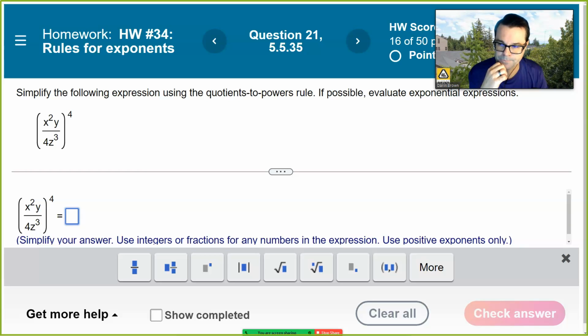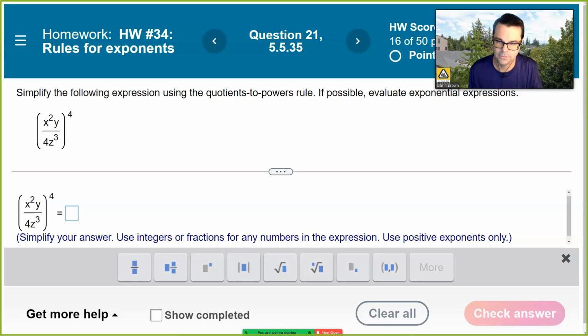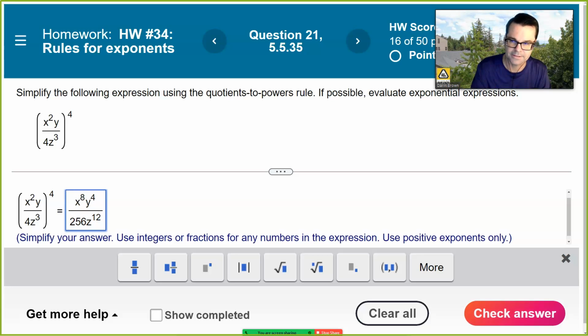So what is this going to be? I'm going to distribute the 4 across. So I should start with a big fraction. It's going to be x to the 8th, 2 times 4, y to the 4th, all divided by 4 to the 4th. Again, it's one of those powers. It's 2 to the 8th, which ends up being 256. So 4 to the 4th is 256, 64 times 4. And then z to the 3 times 4, z to the 12th. So you distribute the 4: x to the 8th, y to the 4th, over 256, z to the 12th.